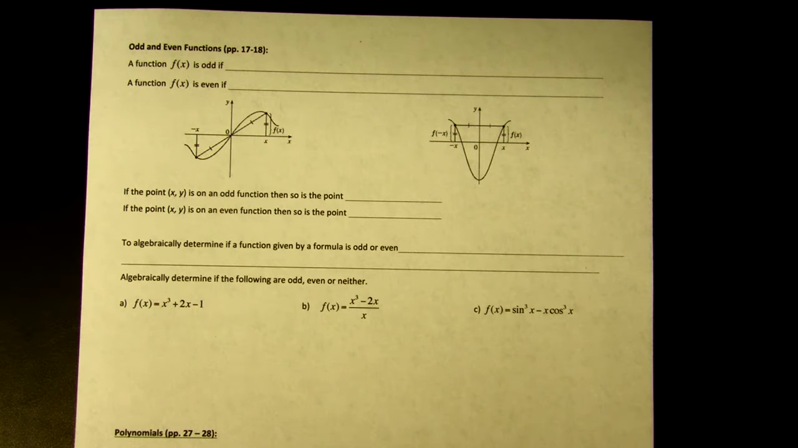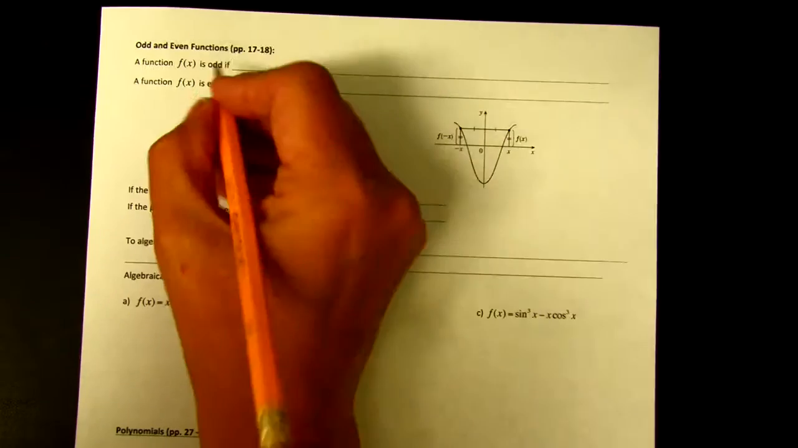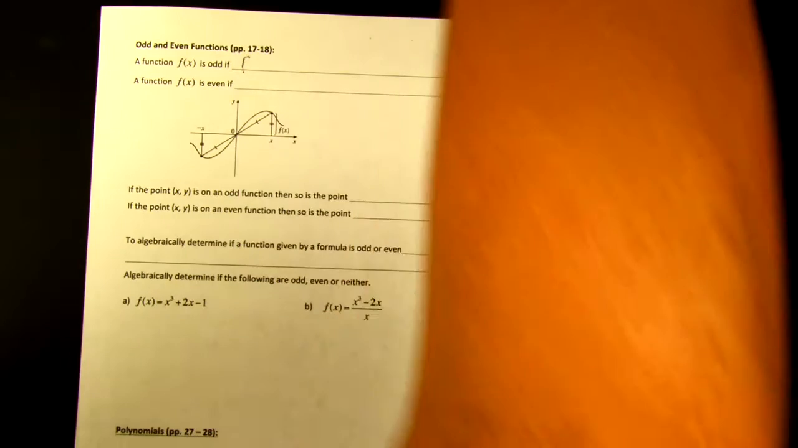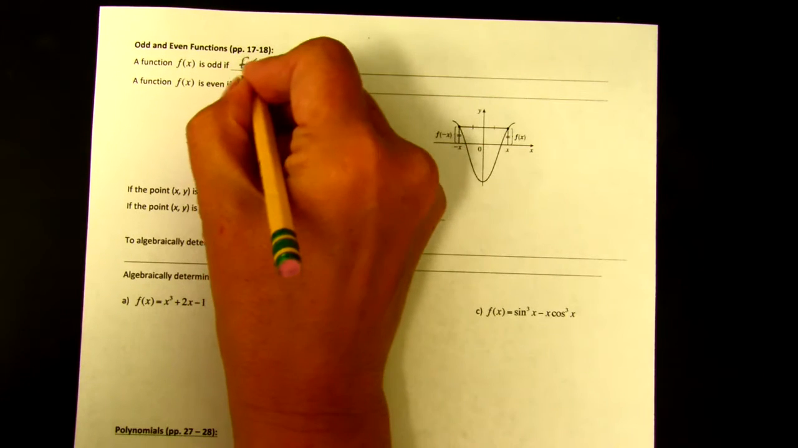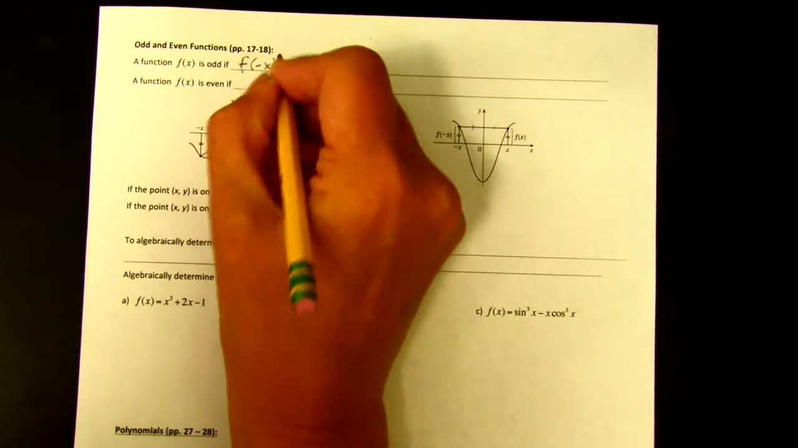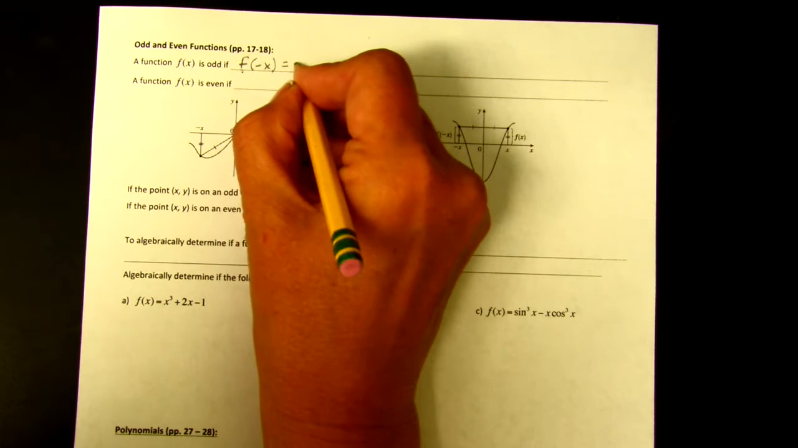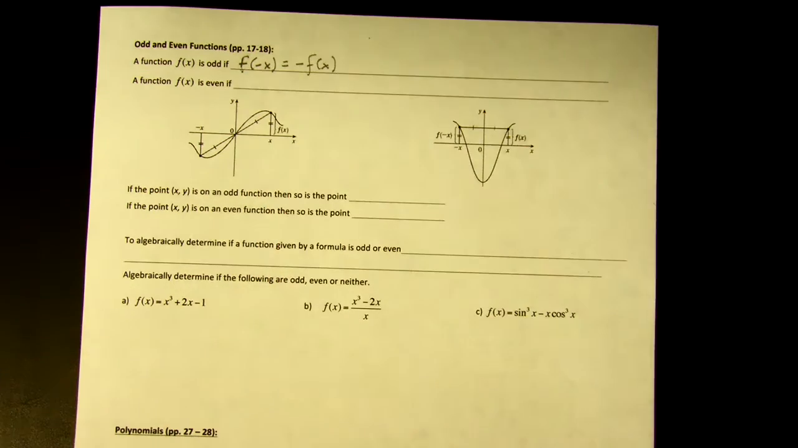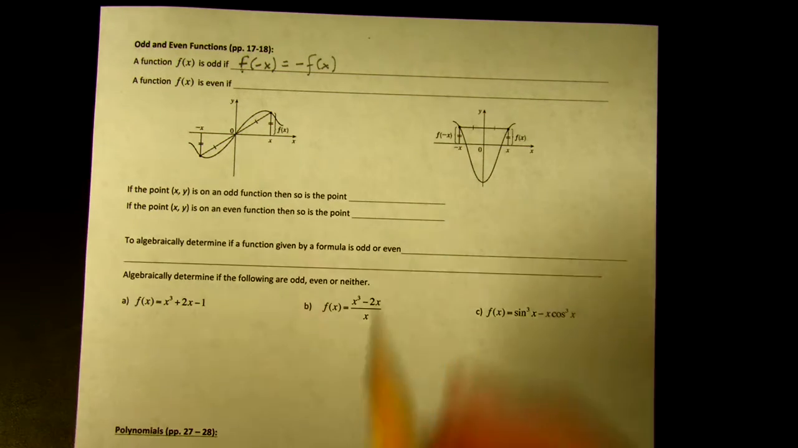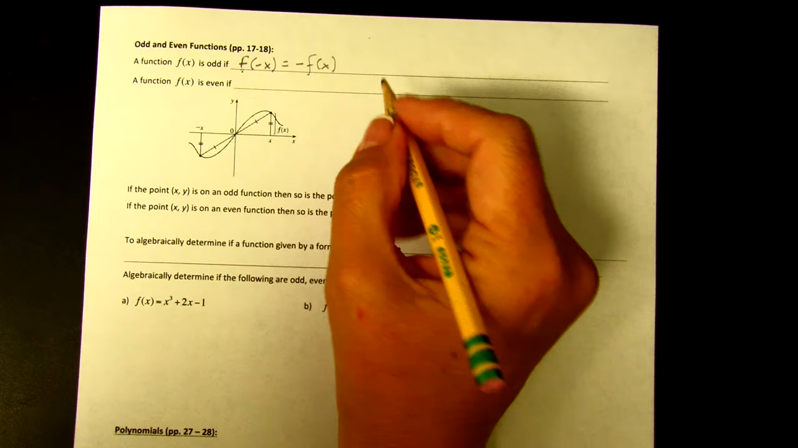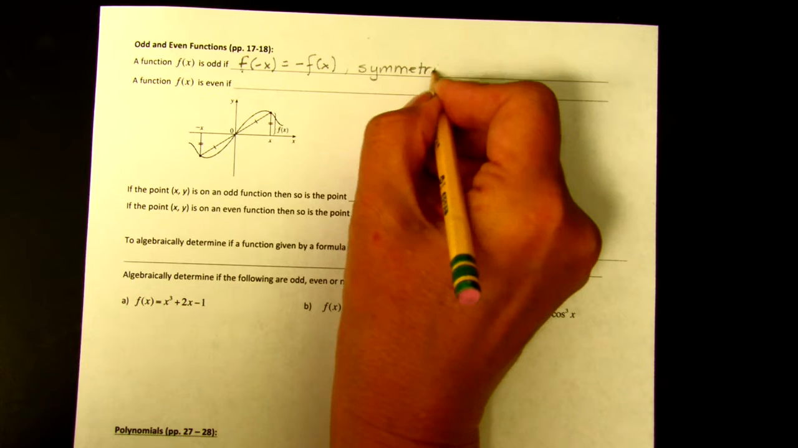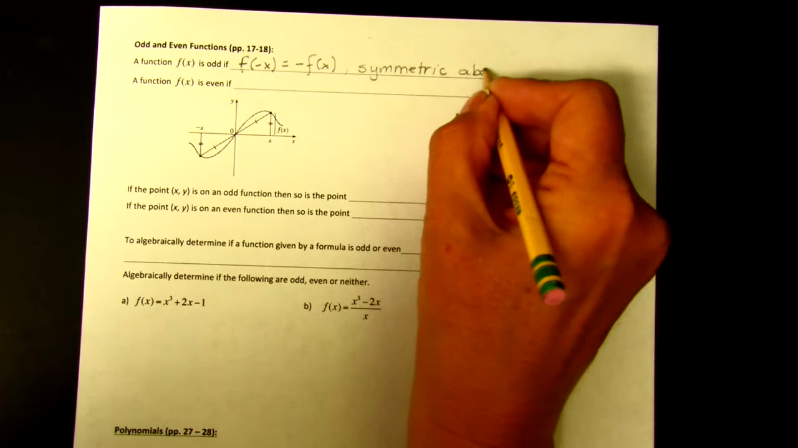A function f of x is odd if f of the opposite of x equals the opposite of f of x, and we'll talk about what that means in a minute. If a function is an odd function, we say that it is symmetric about the origin.